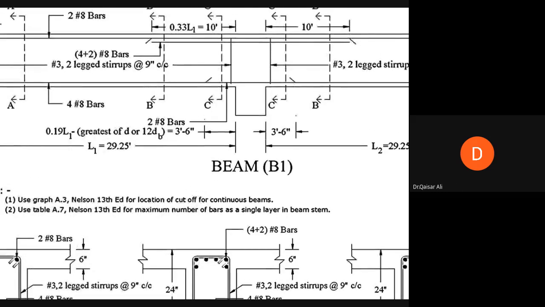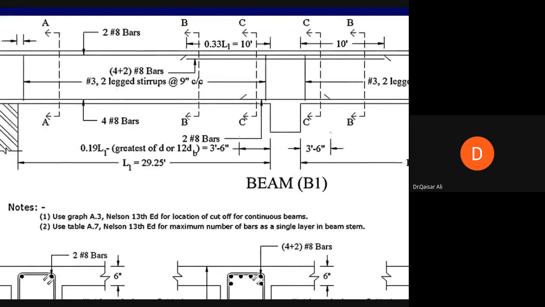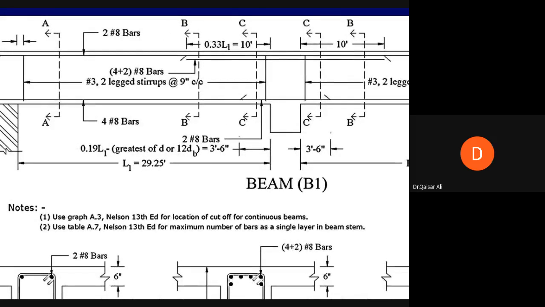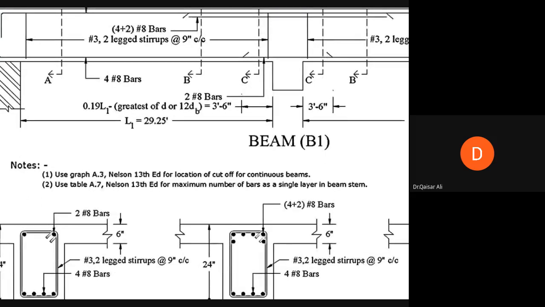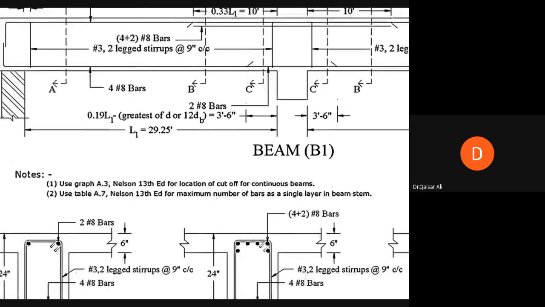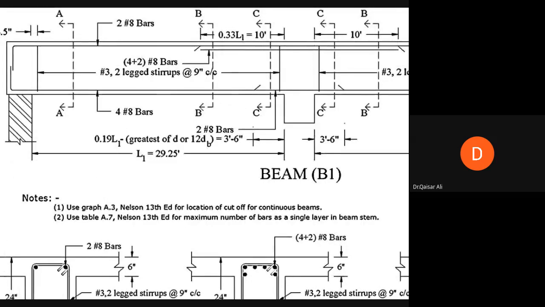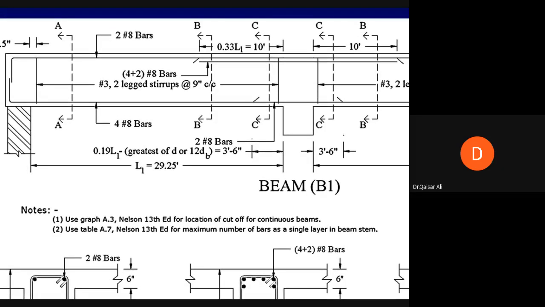However, if we take a section at AA, in section A you will be able to see only 2 number 8 bars. Which means that 2 number 8 bars from the first layer and 2 number 8 bars from the second layer have been curtailed at this location. You can see in the long section that this bar is completely eliminated. It does not go beyond this point, the second layer, which means that these 2 bars placed in the second layer do not go beyond this point.